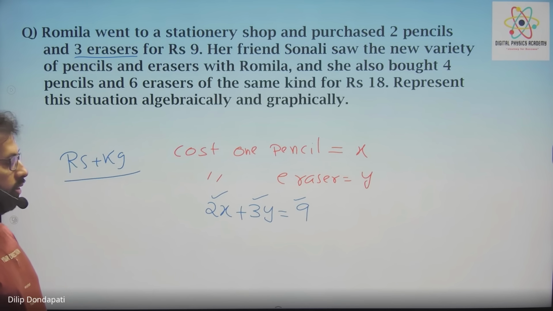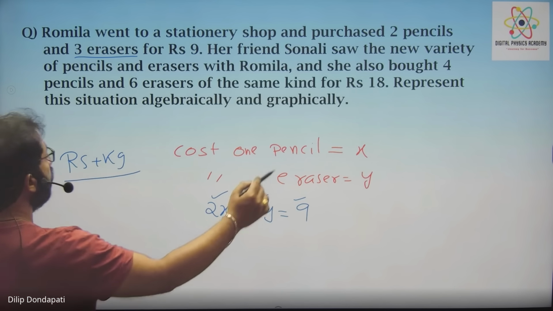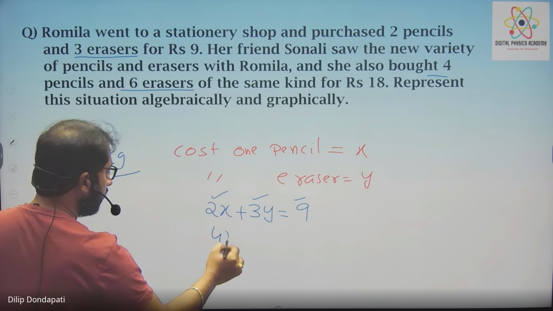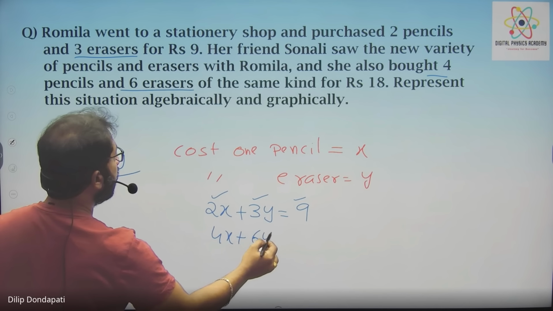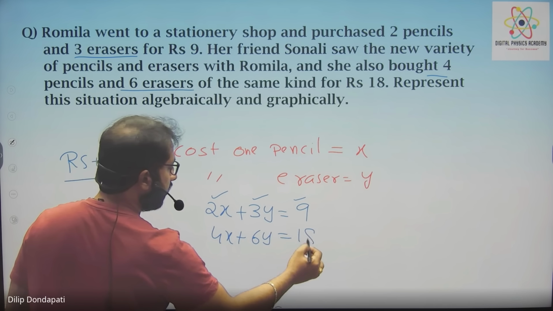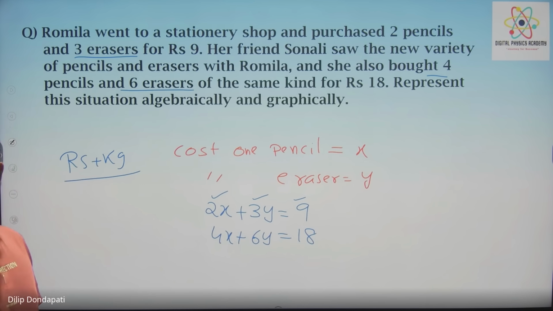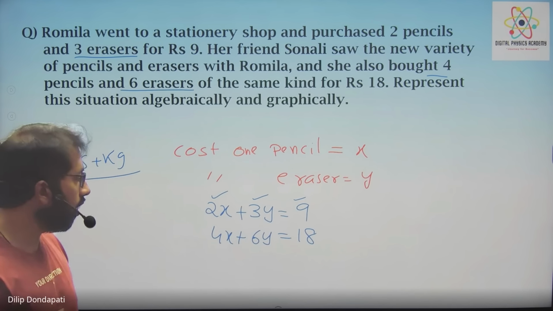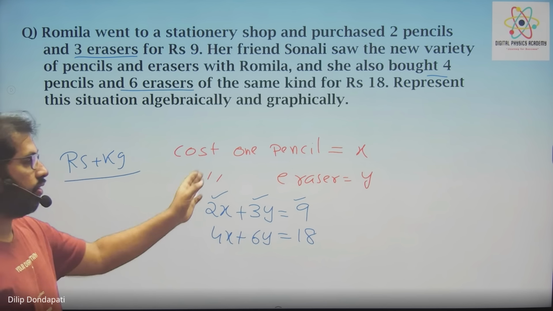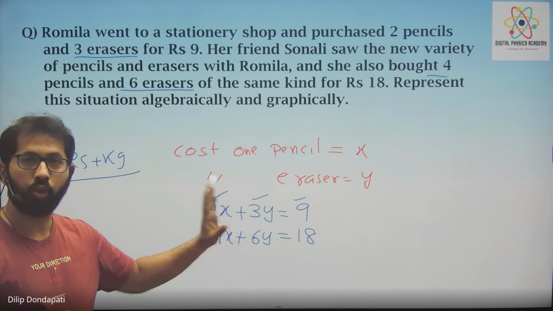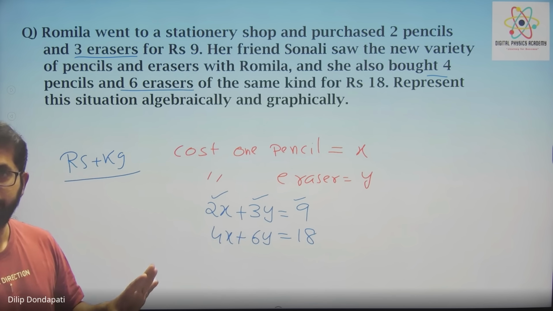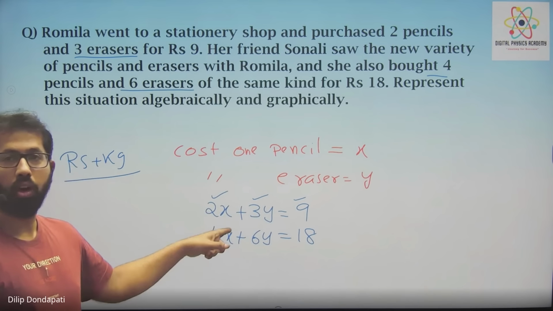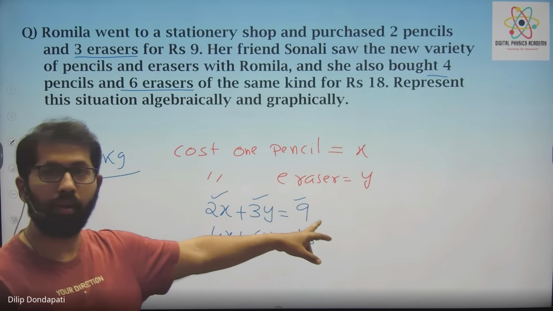Rupees, rupees, rupees. Okay. The second equation will be 4 pencils, 6 erasers, so 4x plus 6y is equal to 18. These are the two equations you got, algebraically represented. Now we have to plot the graph and we can find the solution, right? That is easy after getting the equation. But before plotting, what will you do?